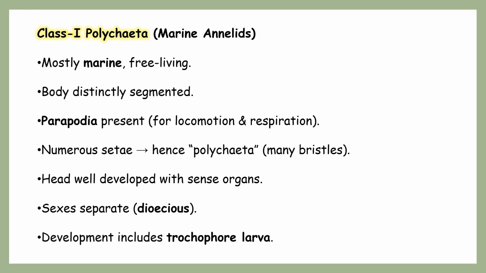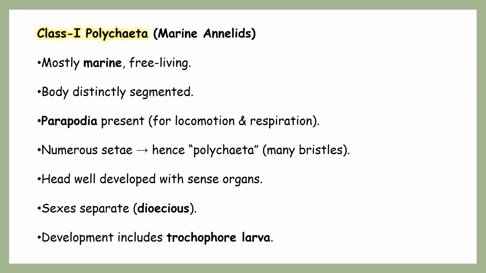Starting with class 1 Polychaeta, this class is meant exclusively for the marine category of annelids, as most of them are completely marine and free living, where the body is distinctly segmented. Because of their aquatic nature, they have parapodia for locomotion as well as respiration. And why is this class known as Polychaeta? Because of the presence of numerous setae, that is, numerous bristles on their body. So that is why it is Polychaeta.